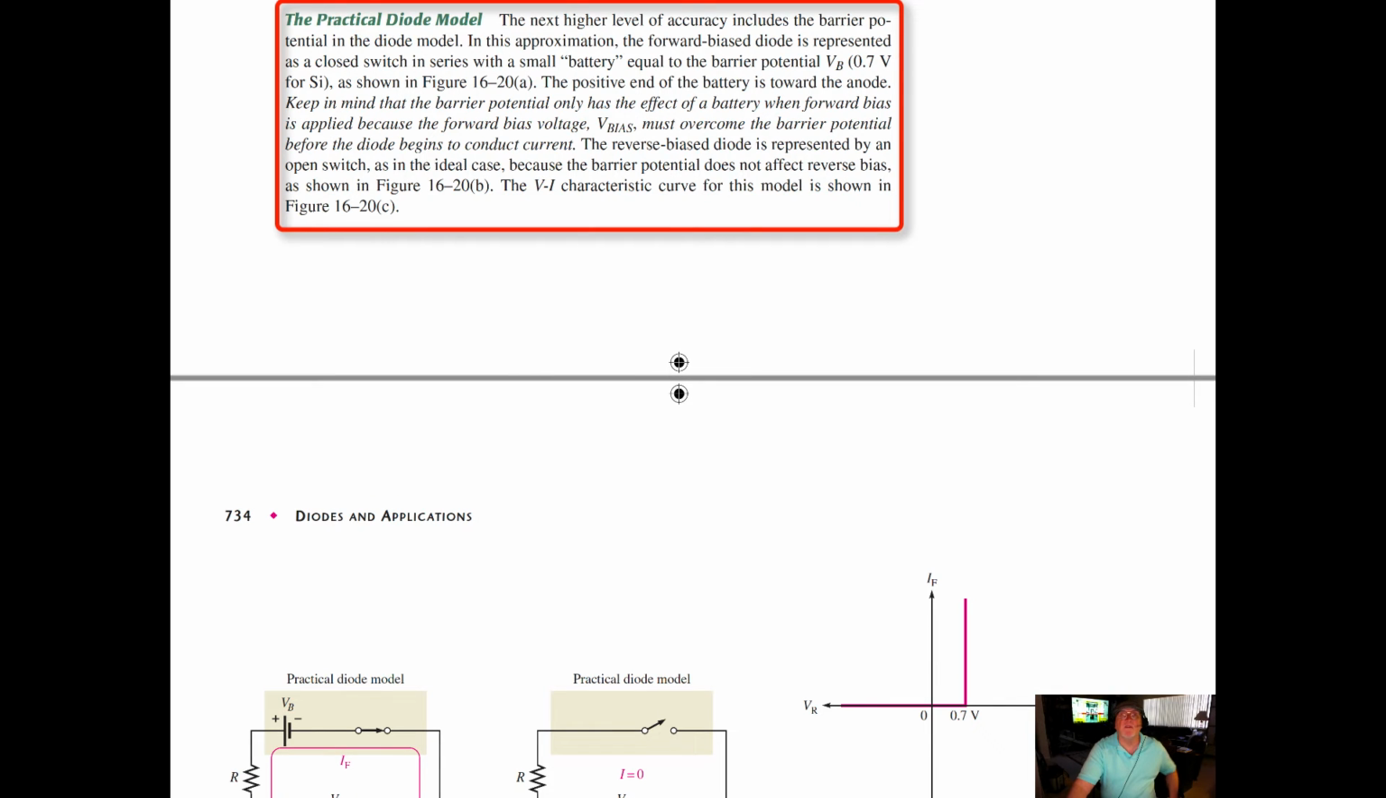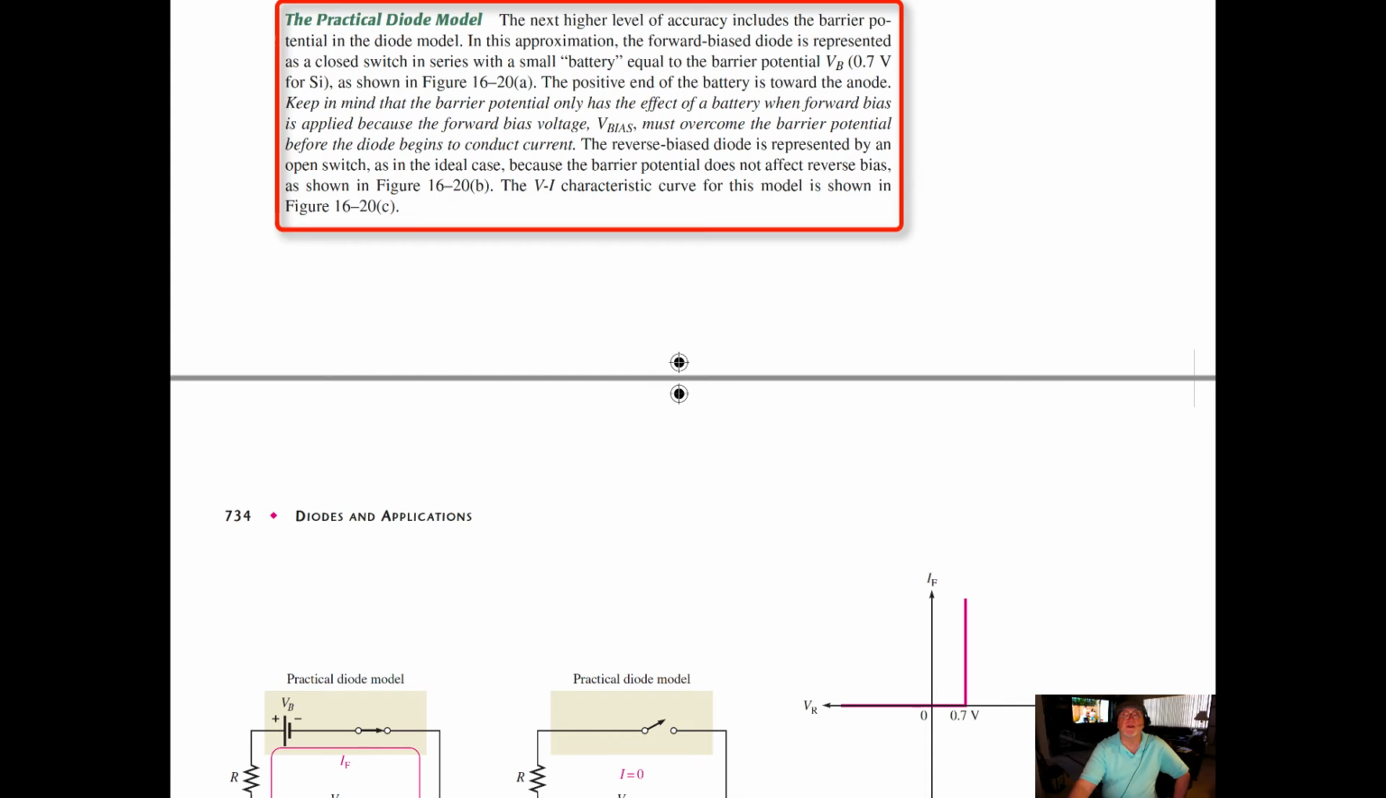The next higher level of accuracy includes the barrier potential of the model. In this approximation, the forward biased diode is represented as a closed switch in series with a small battery equal to the barrier potential, so 0.7 volts for silicon. The positive end of the battery is toward the anode. Keep in mind that the barrier potential only has the effect of a battery when forward bias is applied, because the forward bias voltage V_bias must overcome the barrier potential before the diode begins to conduct. The reverse biased diode is represented by an open switch as in the ideal case.